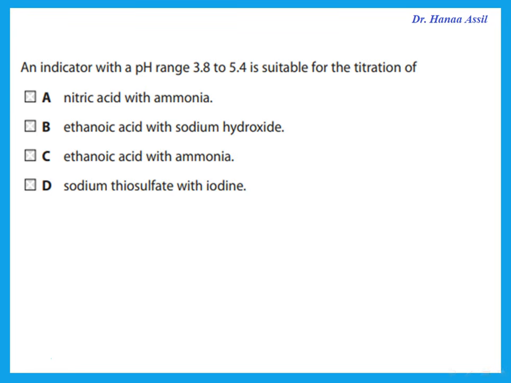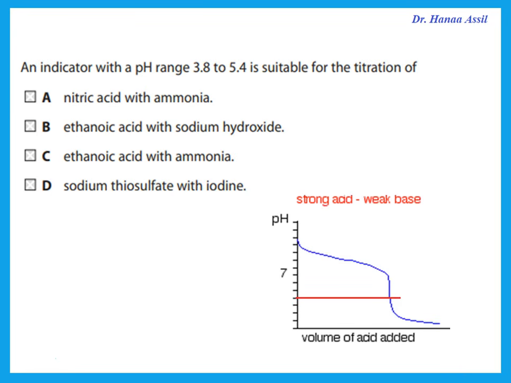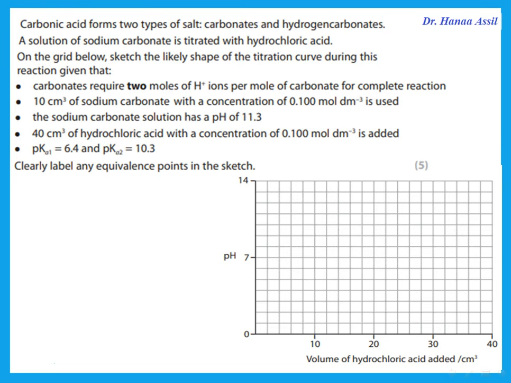An indicator with a pH range 3.8 to 5.4 is suitable for titration of what? Remember that 3.8 to 5.4, that is a strong acid with a weak base. So we're looking for strong acid with weak base. So that is that first one. Nitric acid is strong, ammonia is a weak base.